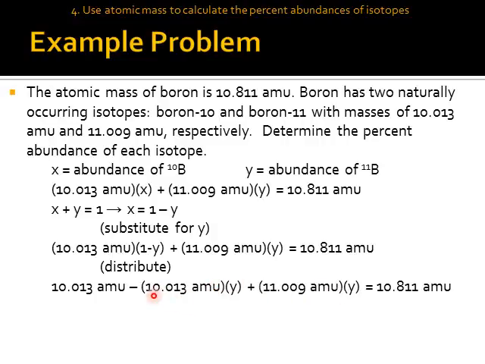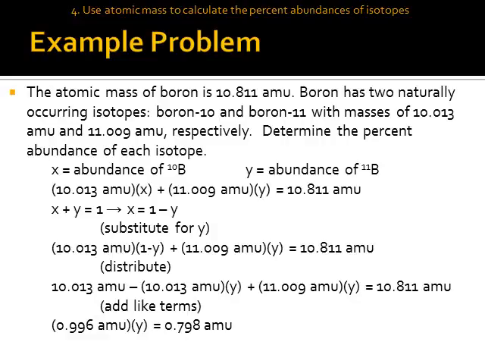So I have a negative 10.013 plus an 11.009. And then I can subtract this 10.013 AMUs to the other side. So combining my like terms on my Y's, here on the left side, if I take the negative 10.013 AMUs and add the 11.009 AMUs times Y, that'll give me 0.996 AMUs times Y. And then subtracting my 10.013 AMUs to the right side, if I take 10.811 minus 10.013, that gives us 0.798 AMUs.